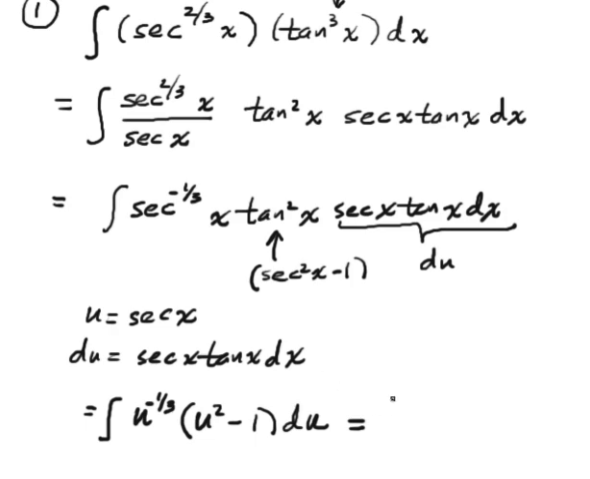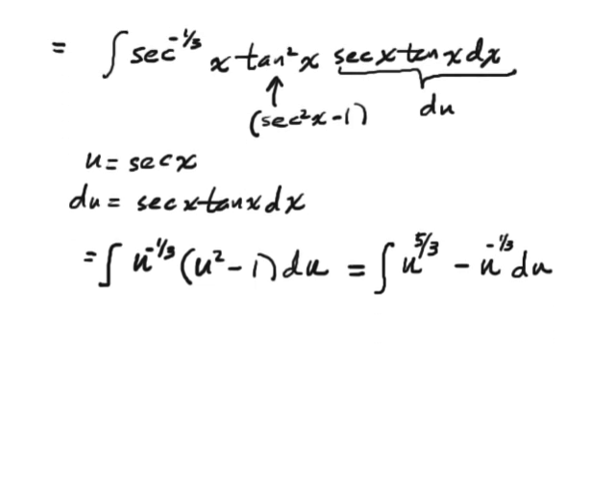Okay, so we're going to use the power rule once we multiply through. U to the minus 1/3 times u squared. That's u to the minus 1/3 times 6/3. So I'm adding minus 1/3 plus 6/3. That's u to the 5/3 minus u to the minus 1/3 du. Okay, now we're ready for the power rule.